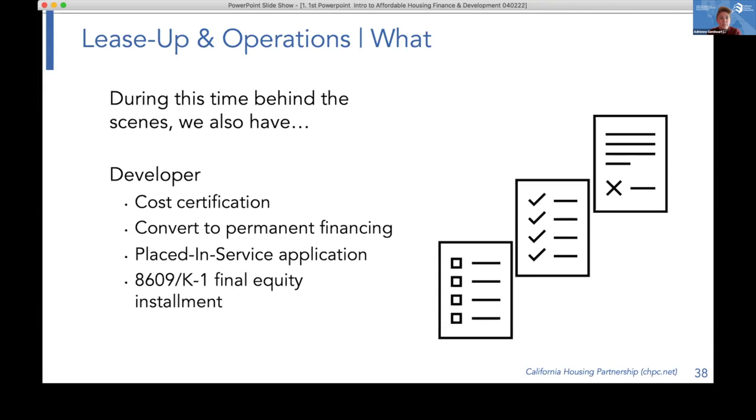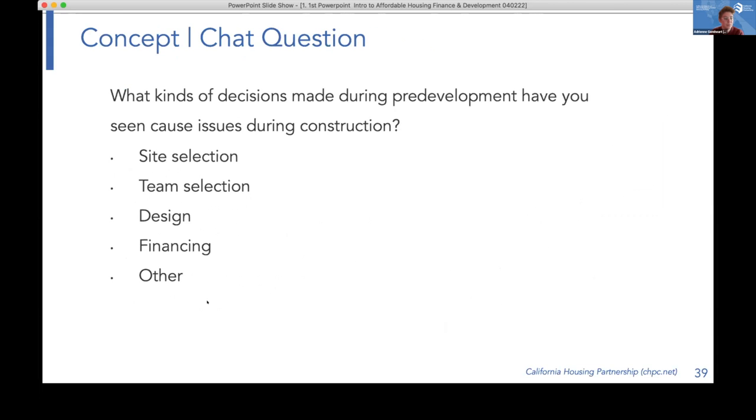So while lease up is happening and operations are beginning, the developer is working with the investor and lenders on completing the cost certification and converting to permanent financing. So that includes getting your tax credits in, any other permanent financing, perhaps from HCD, and paying back the construction loan. And then the construction lender is now out of the deal. So the developer is also submitting a place in service application to TCAC in order to get the 8609 and the K1 and the final equity installment. So often the investor holds back a piece of the equity until the 8609 is received.